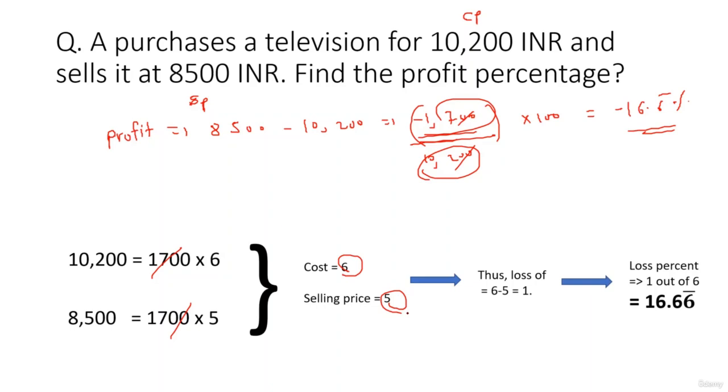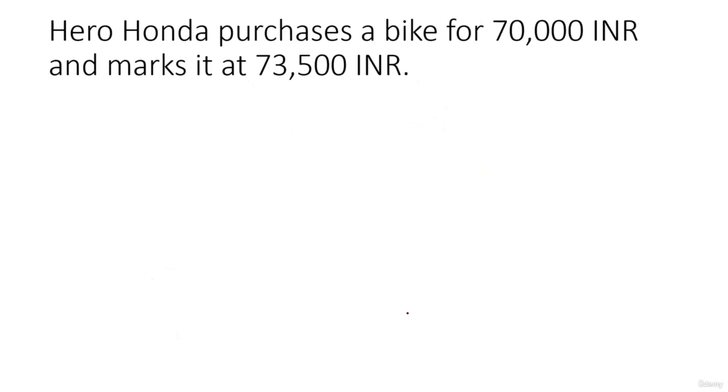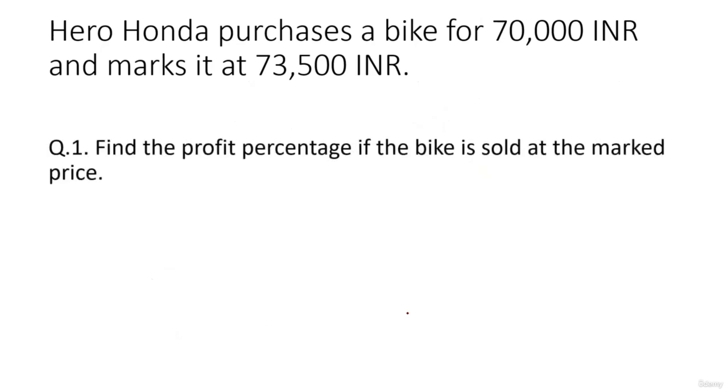Okay, so we go on to the next example now, and we apply something similar. Hero Honda purchases a bike for rupees 70,000 and marks it at 73,500 INR. So what is asked? First question: find the profit percentage if the bike is sold at the mark price.